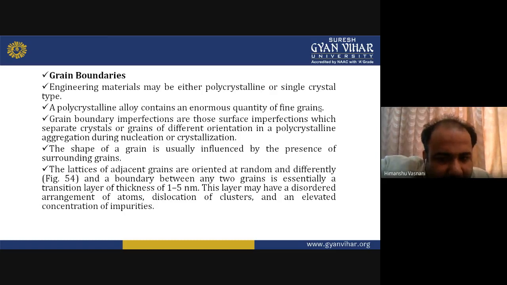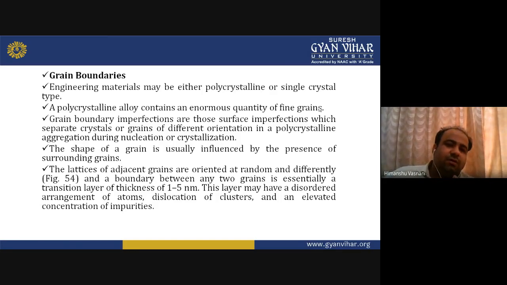This layer may have a disordered arrangement of atoms, dislocation of clusters, and an elevated concentration of impurities. This is the grain boundary imperfection. What are grain boundary imperfections doing? They are giving you those surface imperfections which are separated by grains of different orientations in a polycrystalline material.